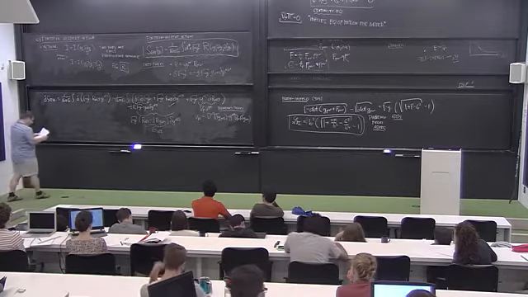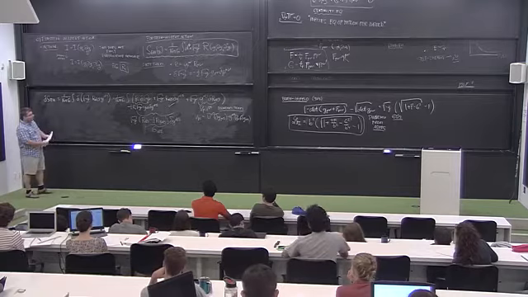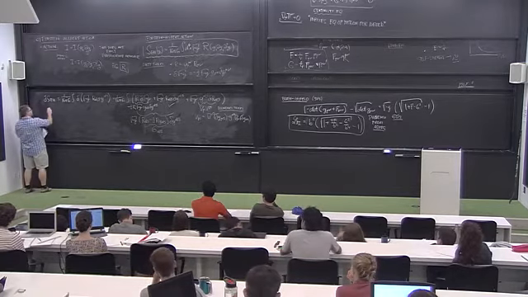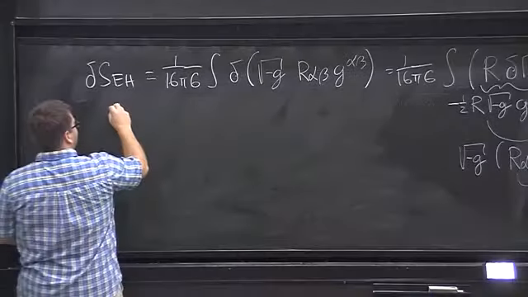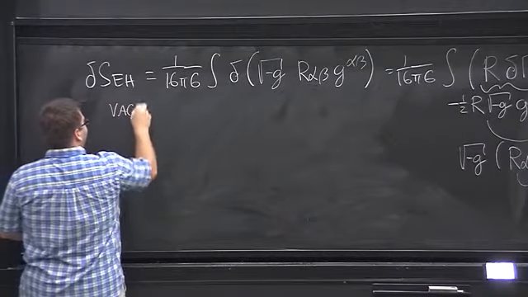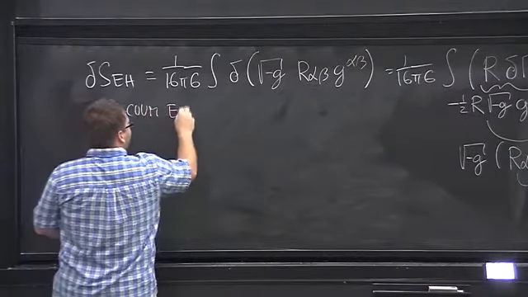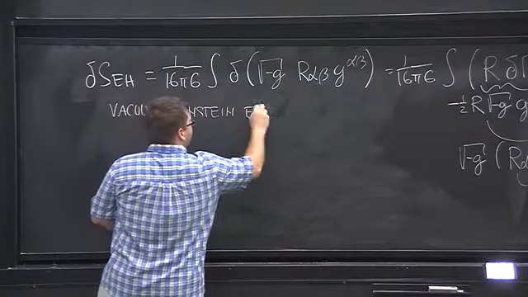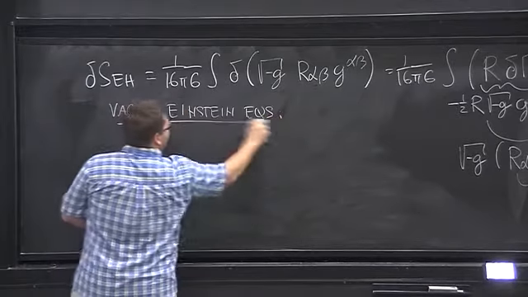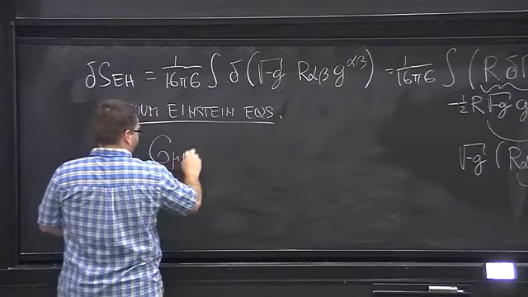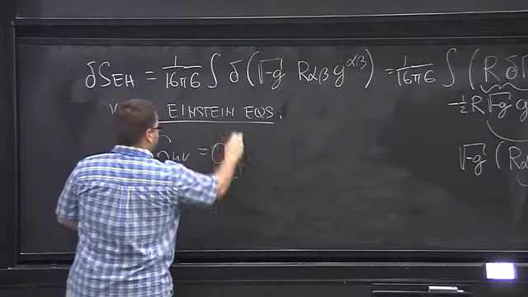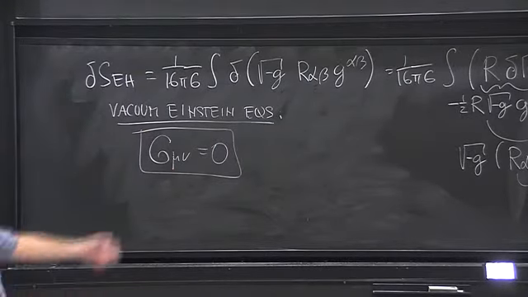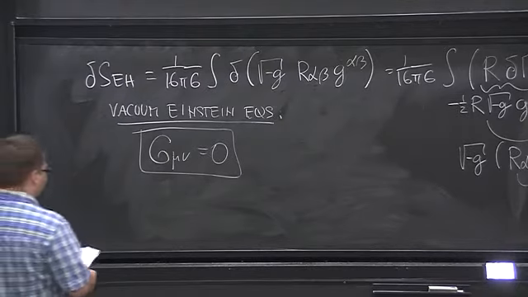Right. So if we throw away the boundary term, we just derived the Einstein equations in the absence of matter. So the vacuum Einstein equations are simply that G mu nu equals 0, right? Because the boundary term doesn't contribute, and then I have to have G mu nu equals 0.